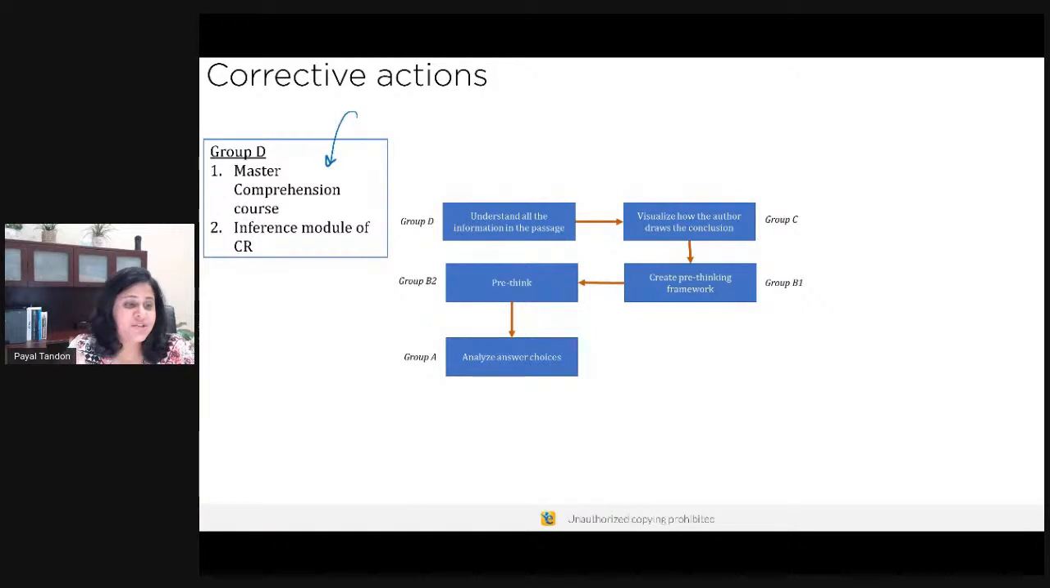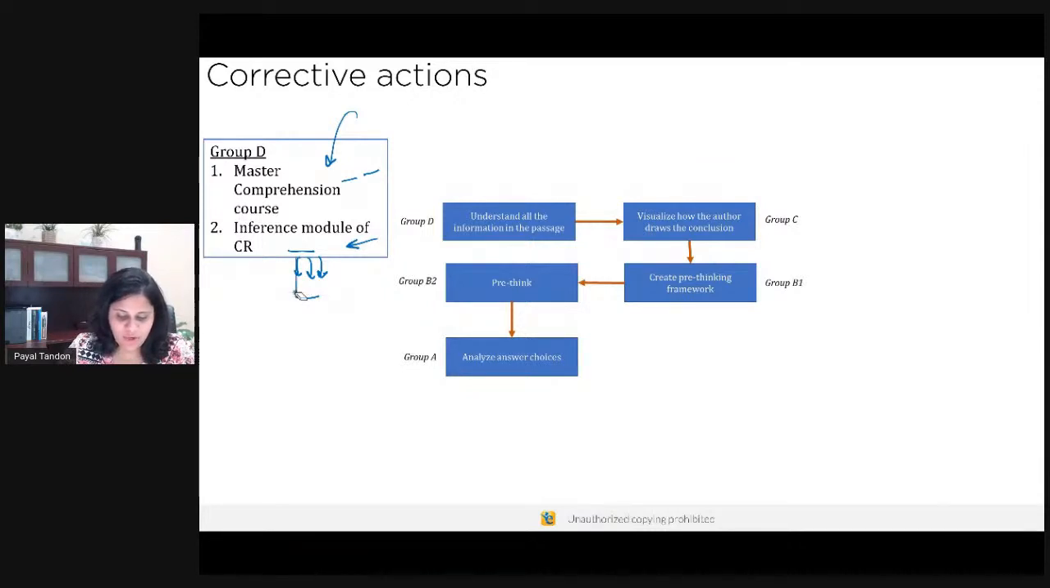You have to take an extreme step, which is that you have to build your foundations. For that, you need to first go through the master comprehension course, in which we take a sentence and teach you how you get everything from that sentence. Second, you need to go through the inference module of CR. That's your foundation module. In this module, we teach you from the very basics. Once you learn how to read a sentence, we teach you how to infer. If this is a given sentence, what all can you infer from it? We increase the complexity of it.